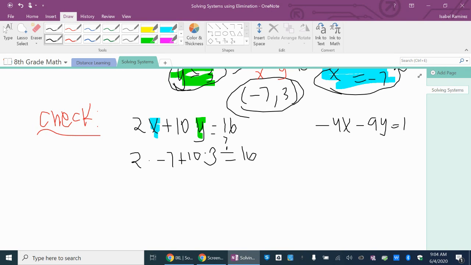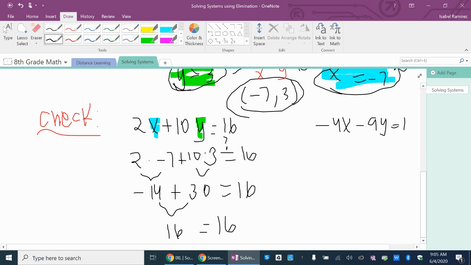First, we have to do some PEMDAS, and in this case, multiplication comes first. So 2 times negative 7 is negative 14, plus 10 times 3 is 30. Now we do addition. Negative 14 plus 30, they're different signs, so we subtract and keep the sign of the larger number. That is 16. So these two values balance out the first equation.